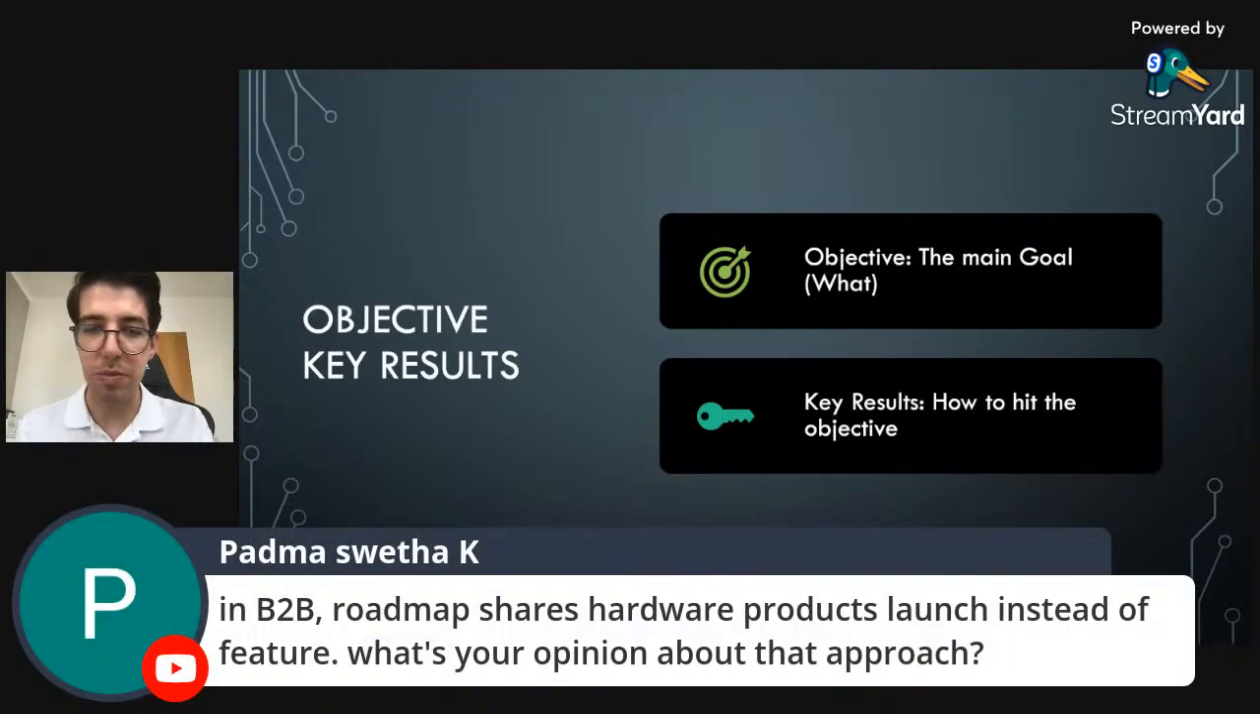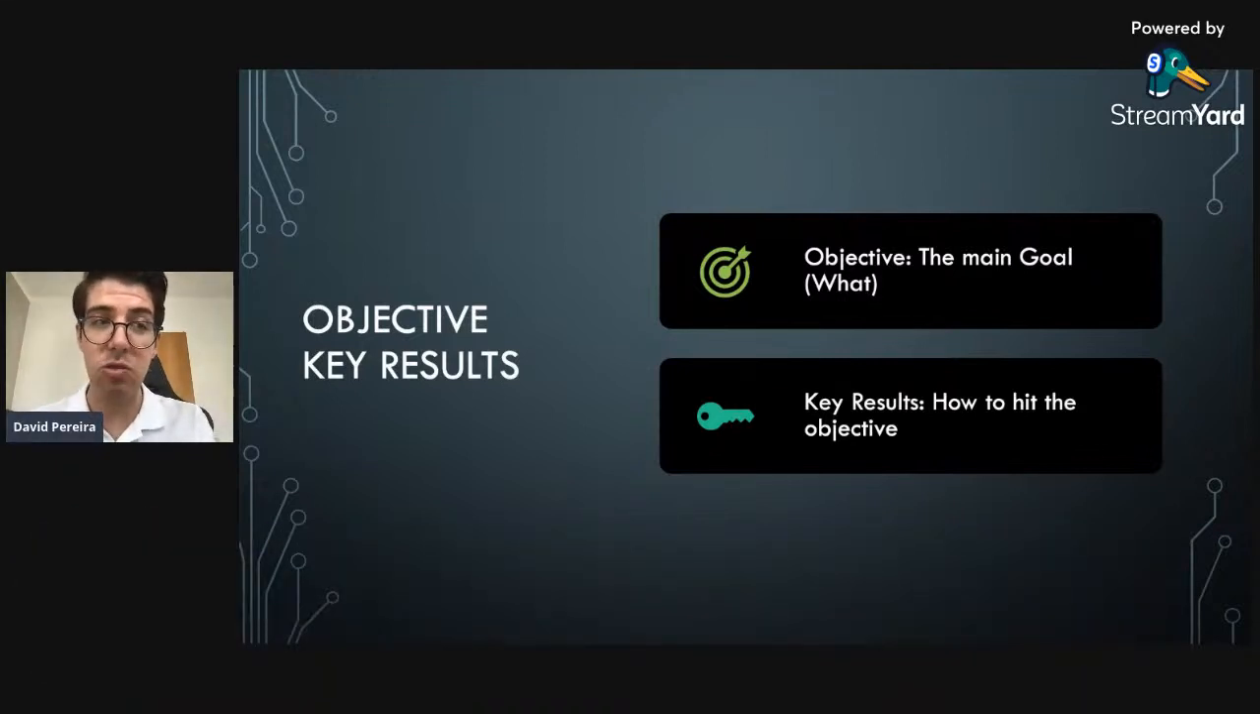So there's some more here. B2B roadmaps share hardware product launches instead of features. What's your opinion about that approach? Well, this one I cannot comment on hardware products because I have no experience on that. I have experience in the digital world, and I focus on that. Maybe you could elaborate a little bit more on what you expect. For me, a roadmap has to empower teams. If there's no room for that, it leads to just a feature factory.